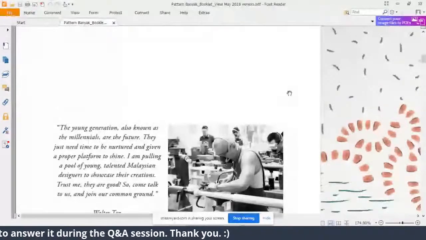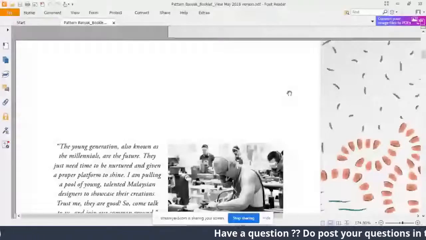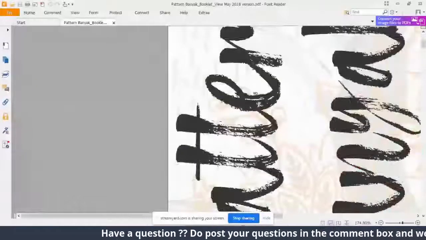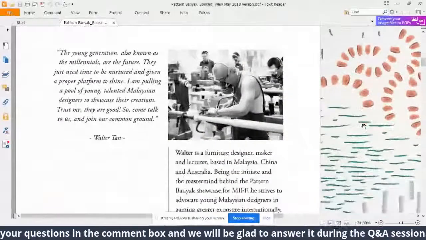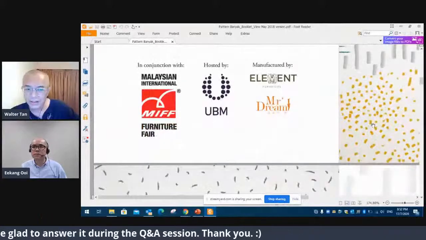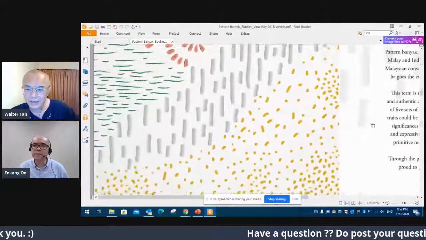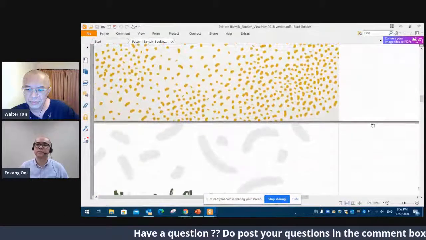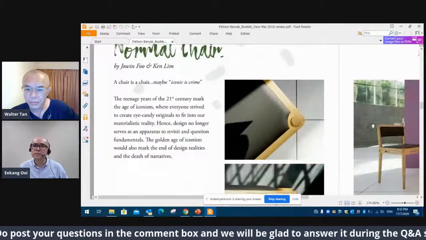Yes, so this is a group called Pattern Baya. It's because we live in Malaysia, so we have a lot of patterns. MIFF and UBN. Okay, so this is a design.